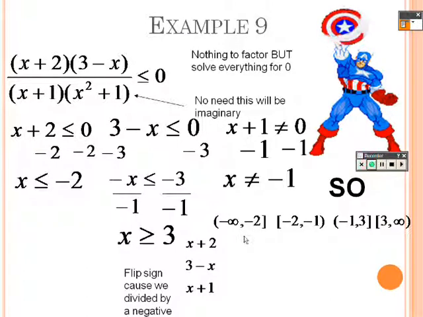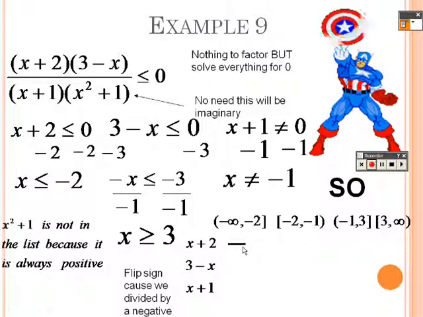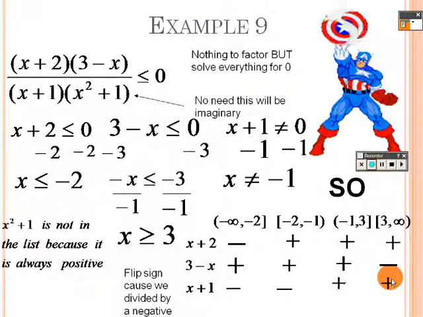So I plug in my little checklist. Whatever I plug in there will make it negative. And whatever I plug in there will make it positive, positive, and positive. That'll make that positive. It'll make this positive. And it will make this negative. Whatever I plug in here will make that negative, that positive, and that positive.